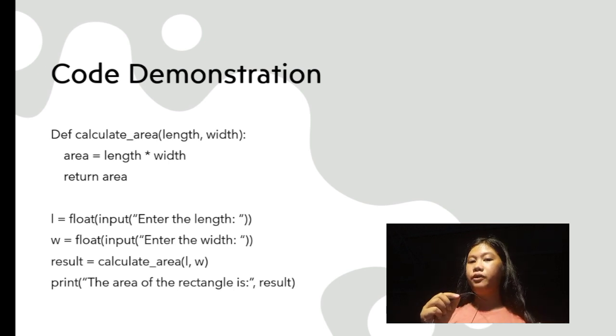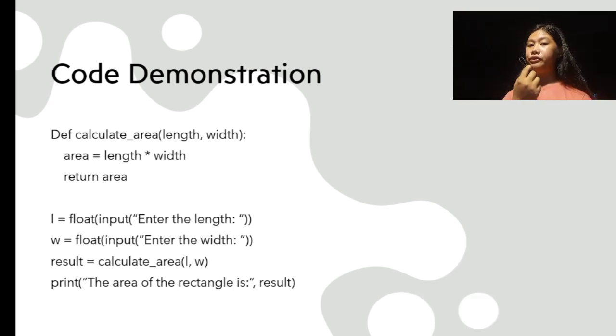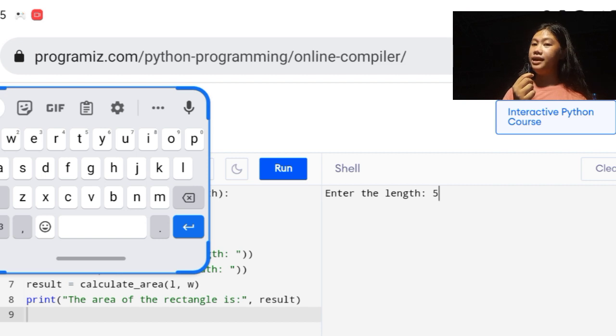Next, the code performs the following actions. It prompts the user to enter the length of the rectangle using the input function, and it prompts the user to enter the width of the rectangle. After receiving the inputs, it will calculate the area by multiplying the length and width and display the result as output. For example, if the user enters a length of 4 and a width of 6, the output will be like this.